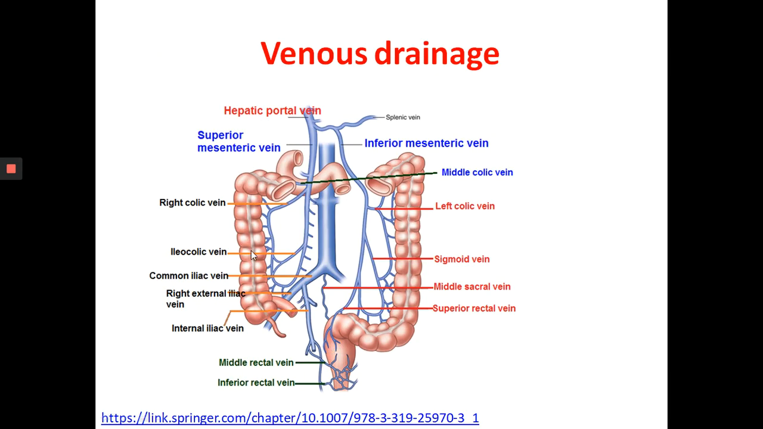The venous drainage. The venous drainage of the colon is similar to the arterial supply. Here it is the superior mesenteric vein and the inferior mesenteric vein. The superior mesenteric vein drains the caecum, ascending colon, and the transverse colon. Then the inferior mesenteric vein drains the descending colon, sigmoid colon, and the rectum, similar to the arterial supply.